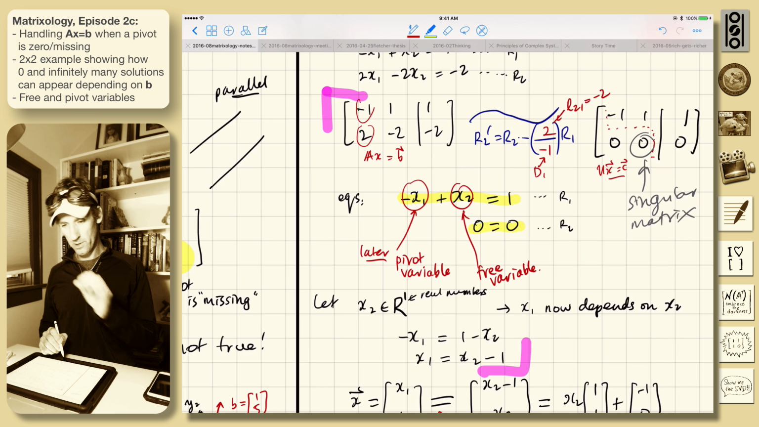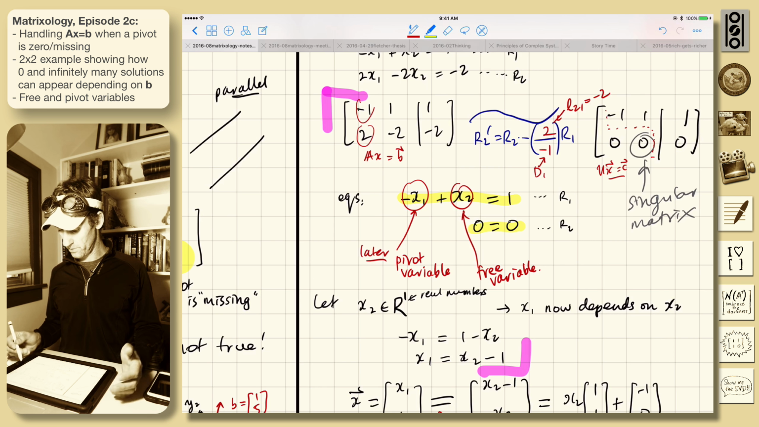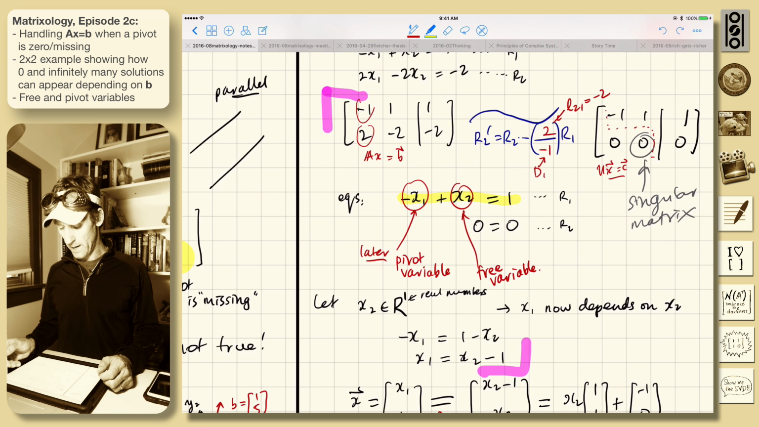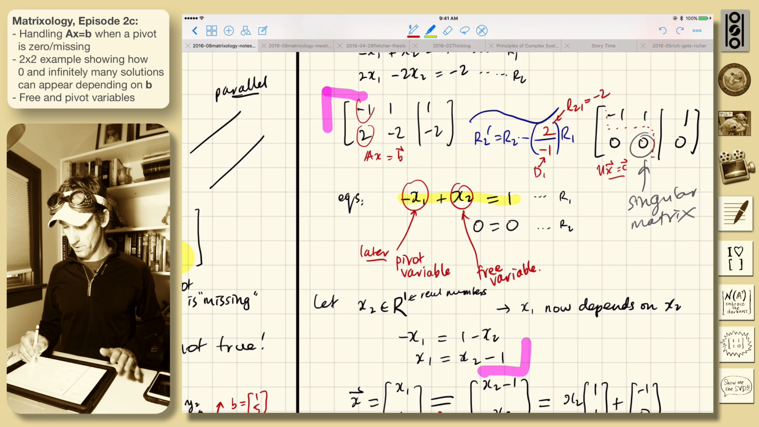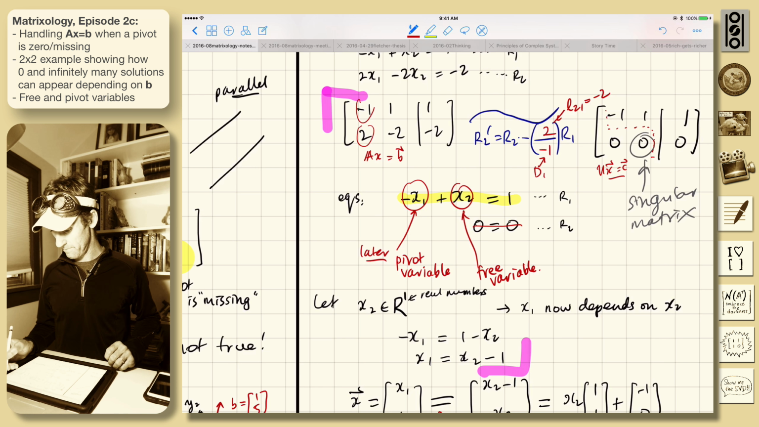And the bottom row says 0 times x1 plus 0 times x2 equals 0. That's fine, 0 equals 0. So this is telling us something in the sense that there's a missing pivot, but we can just ignore this equation, right? It doesn't tell us anything new about mathematics, right?